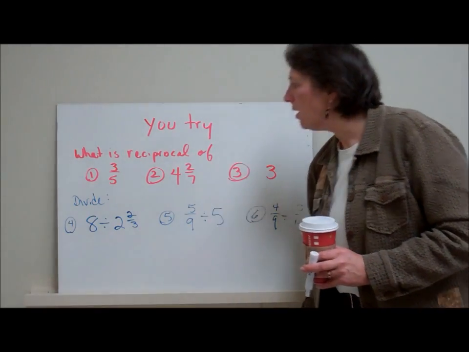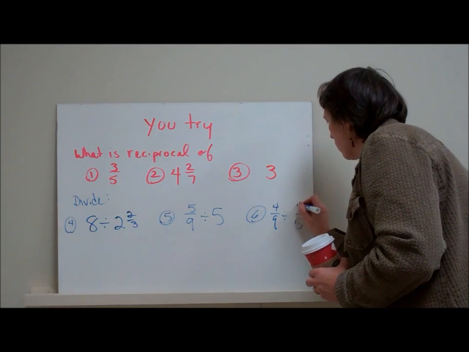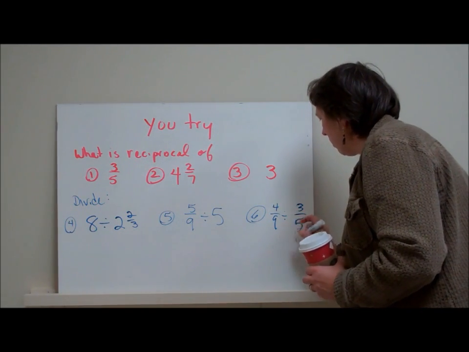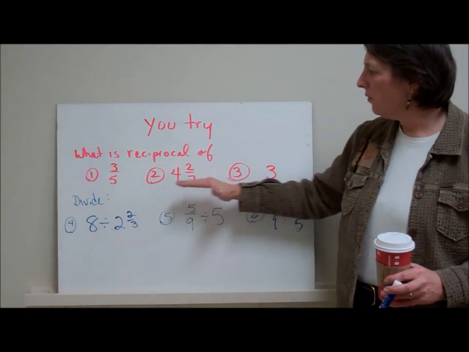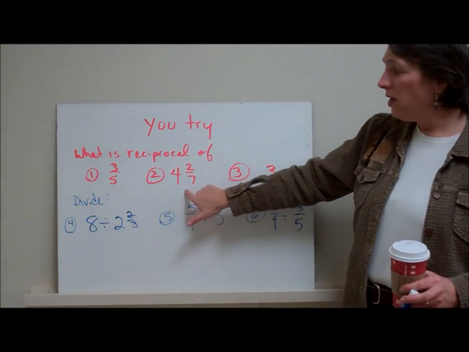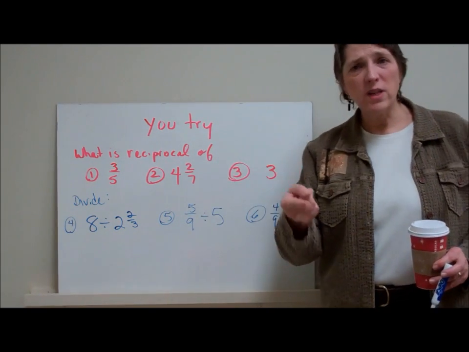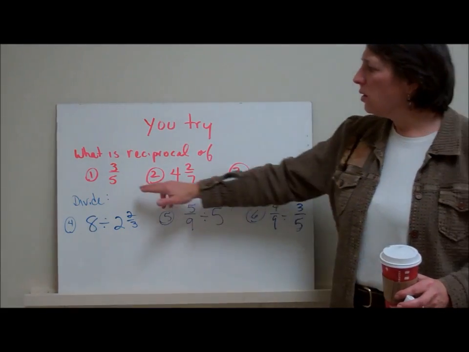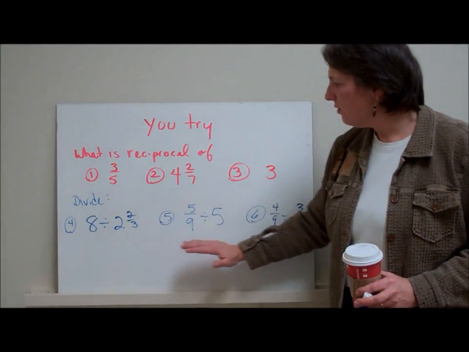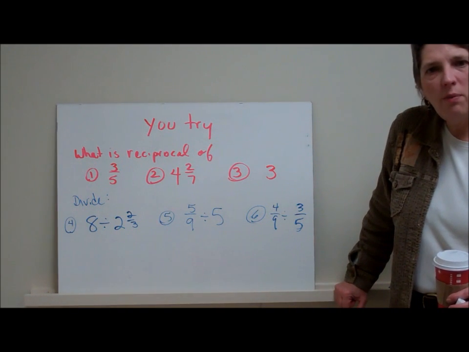I want you to try these. I want you to stop the video. That got messed up. That's 3/5. I want you to first write down what's the reciprocal of these three numbers. What do you have to do to this before you find the reciprocal? That's right. You have to change it to an improper fraction, then find the reciprocal. So you're going to find the reciprocal, then you're going to divide these three problems. Stop the video. When you're done, come back and we'll check.